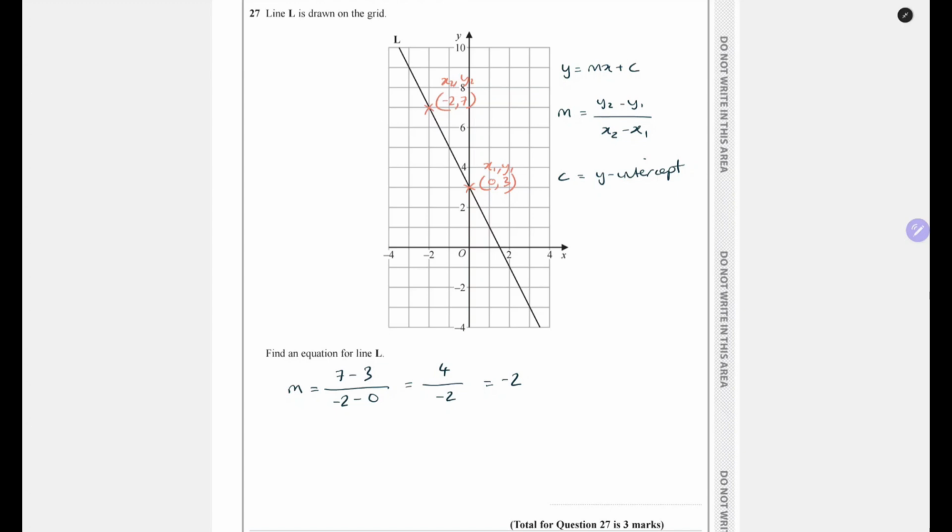And that makes sense as the line is going down. To work out the y-intercept c, we just ask ourselves, where does the line L cross the y-axis? Well, it crosses here. And so the value of c is just 3. And so if you plug these values into the general formula for the straight line, it's y is equal to -2x plus 3.